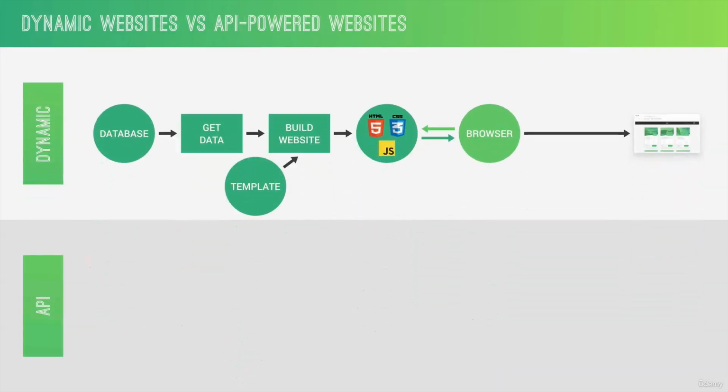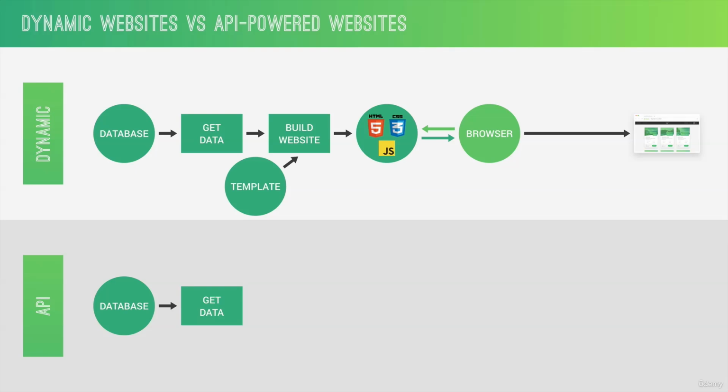Let's just keep the dynamic websites here in this slide so that we can better compare the two. Just like with the dynamic websites, we have a database here, and we have an app that fetches data from the database each time a client makes a request. So in that sense, an API-powered website is actually quite similar to a dynamic website.